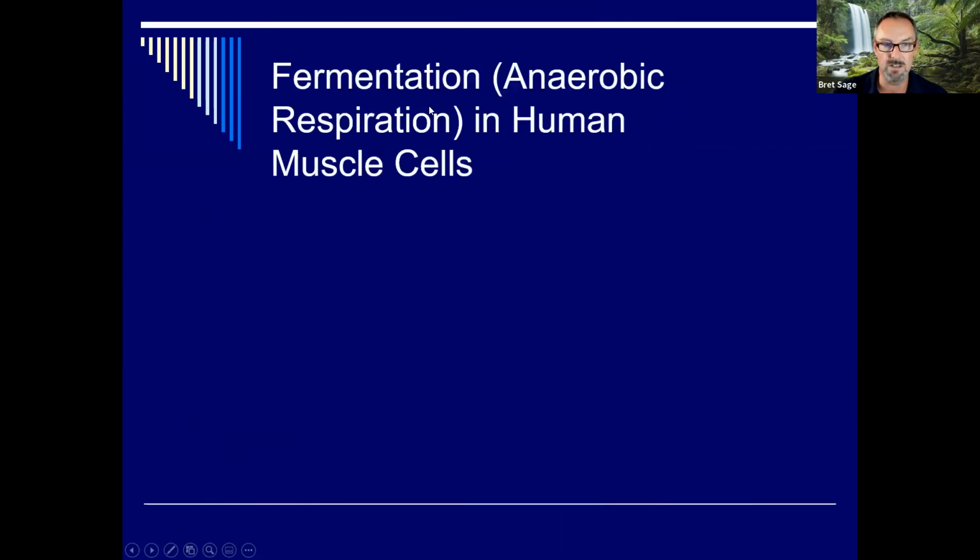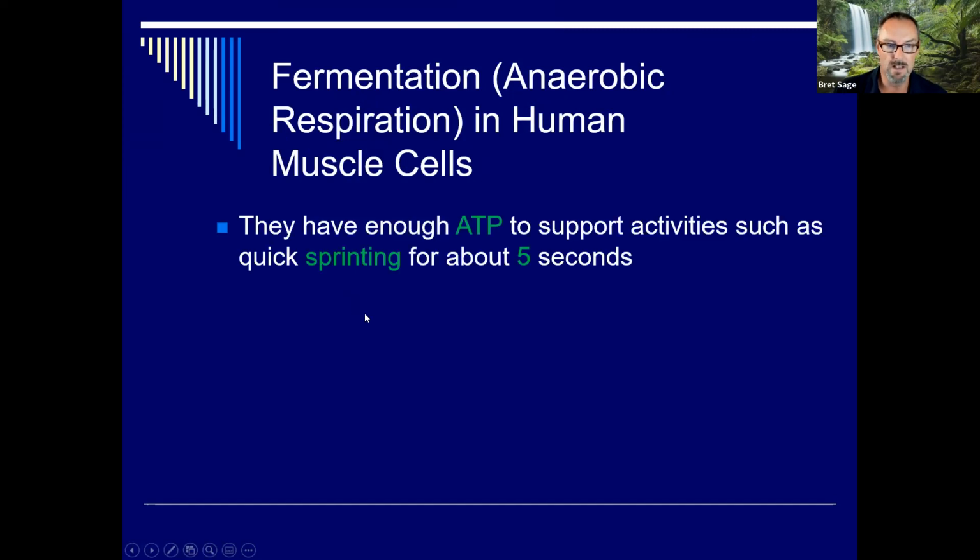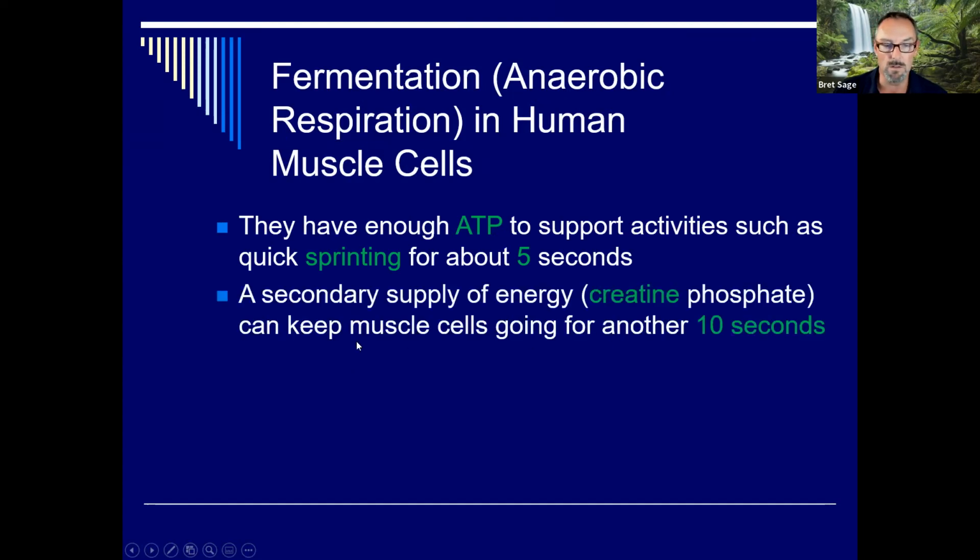Okay, fermentation is another term for anaerobic respiration. You might want to note that if that's not in your notes, write that down. Anaerobic respiration in human muscle cells. Okay, human muscle cells have enough ATP to support activities such as a quick sprint for about 5 seconds, but we don't stop after 5 seconds. We can keep going, most people. So the secondary supply of energy is called creatine phosphate, and that'll give us another 10 seconds. When those two are gone, then you have to switch to anaerobic respiration.